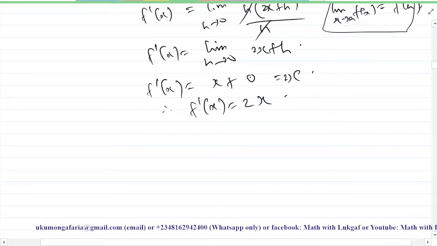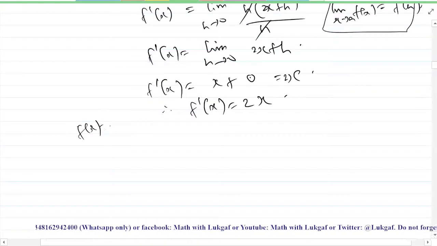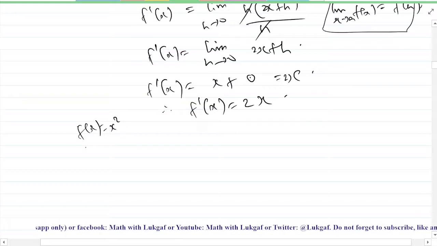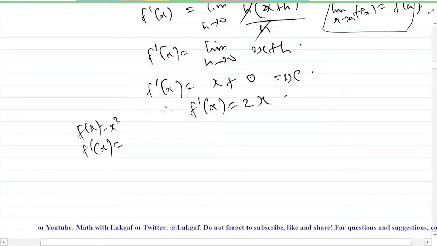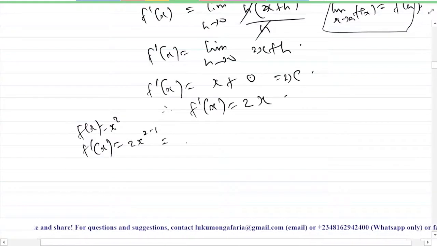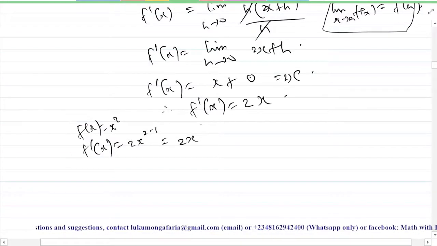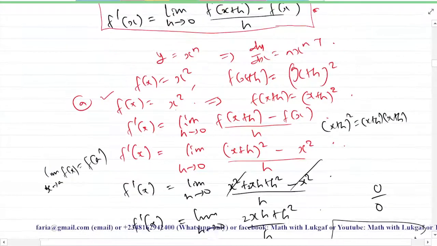And that is very true because recall when you have your f of s to be s squared, generally from what I've explained before, the derivative of s squared will be what? You multiply the index, that will be 2s, then you subtract 1 from the index, 2 minus 1. Then you are going to have 2s. Can you see now? So that's how you obtain it from first principle.